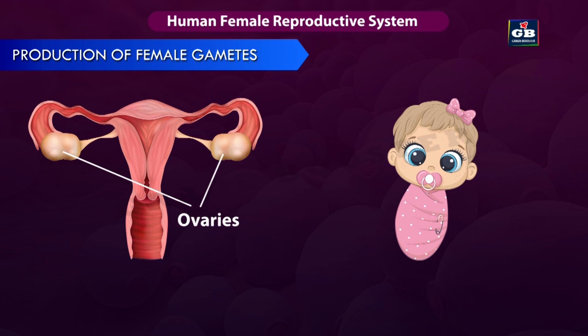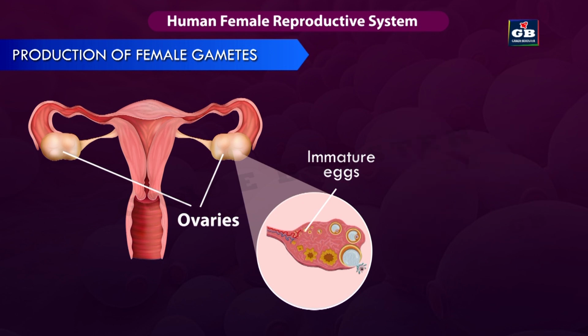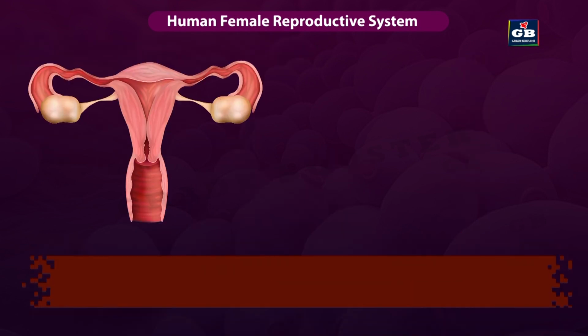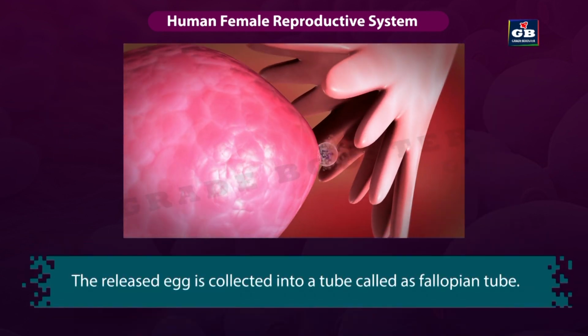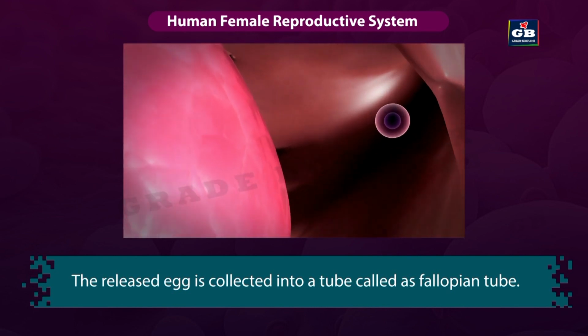By birth, girls contain a pair of ovaries. Each ovary contains thousands of immature eggs. On reaching puberty, these eggs start maturing and get released. Each ovary alternately releases one egg approximately every month. The released egg is collected into a tube called the fallopian tubule.